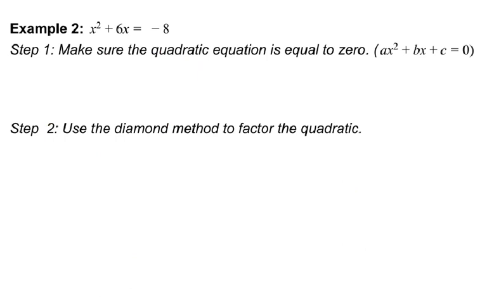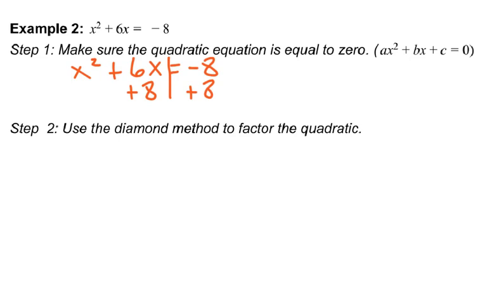Example 2. x squared plus 6x equals negative 8. So this problem we're definitely going to have to do step 1, which is making sure it equals 0. Right now, the equation is equal to negative 8. It is not equal to 0. So we need to move that negative 8 over to the left side. How do we do that? Well, opposite operation. We're going to add 8 here, and in the same way we're going to add 8 here.